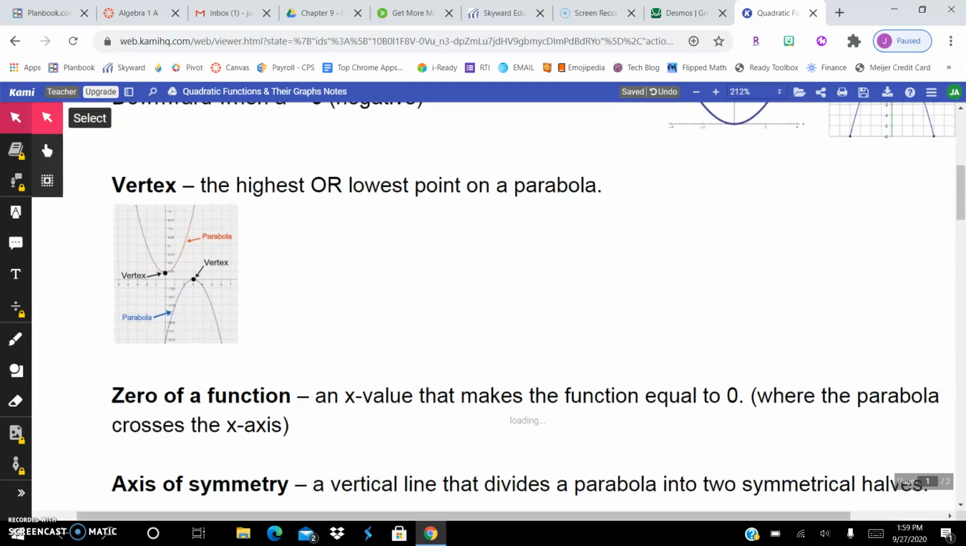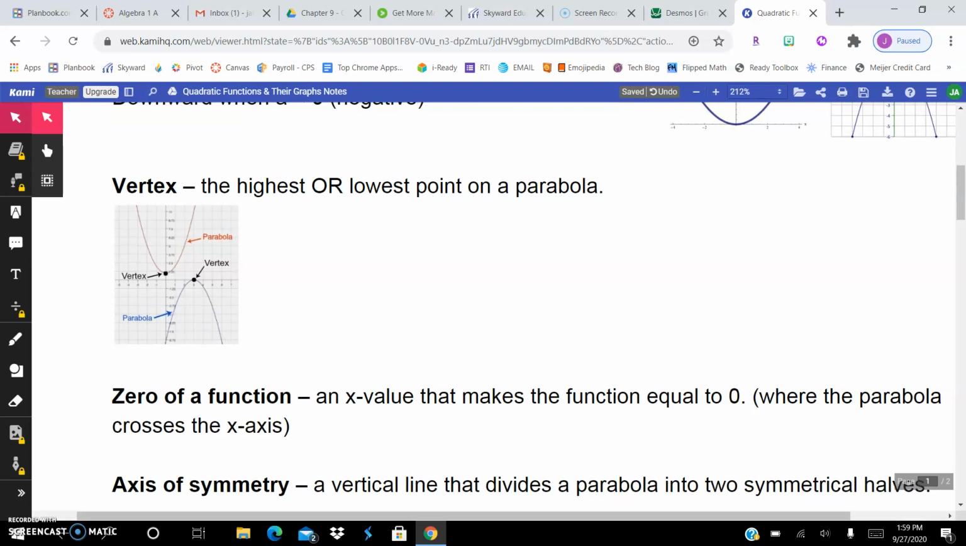A vertex is the highest or lowest point on a parabola. It can be one or the other depending on how the parabola opens. If the parabola opens up, then the vertex is going to be the very lowest point. And if it opens down, then it's going to be the actual highest point. It's where the graph changes direction.